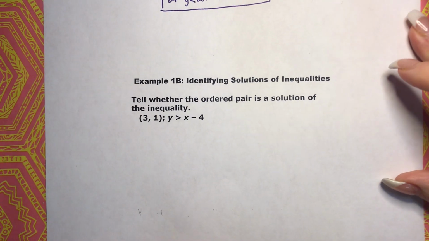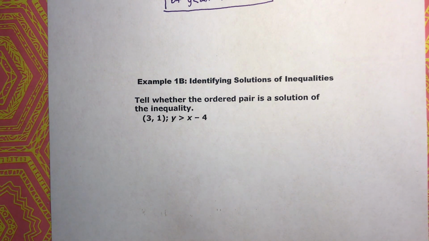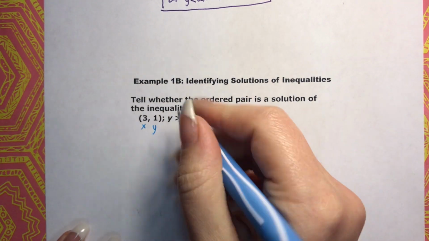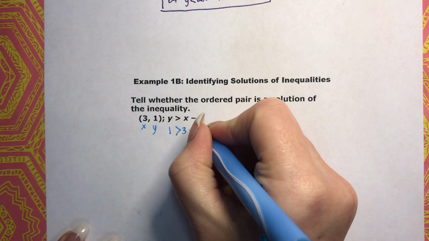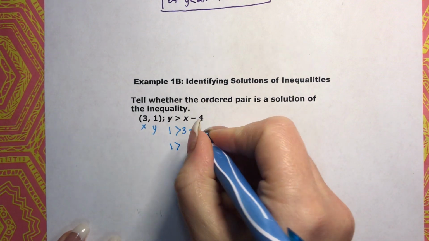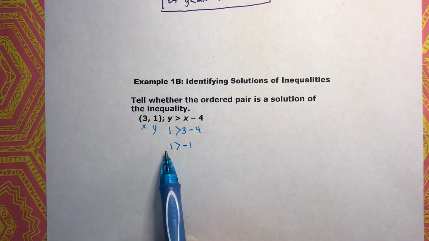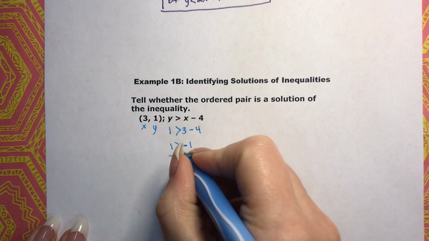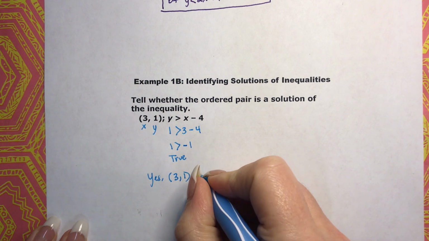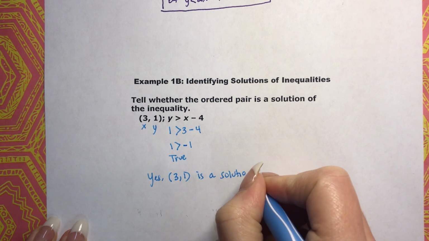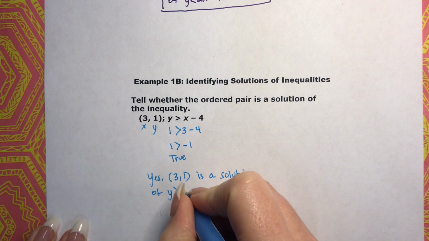So let's look at the next one, 1b. So it says, tell whether the ordered pair is a solution of the inequality. No problem. This is my x, this is my y. I'm just going to substitute those values in. Y is 1 is greater than x is 3 minus 4. And then we just solve. 3 minus 4 ends up being negative 1. Is 1 greater than negative 1? Yes, 1's greater. So this is a true statement, which means yes, this ordered pair, 3, 1, is a solution of the inequality y is greater than x minus 4.